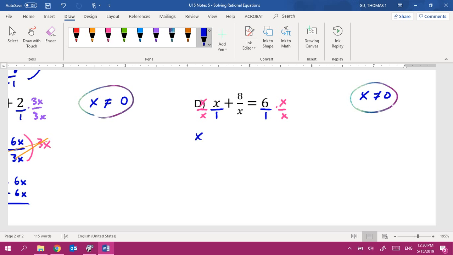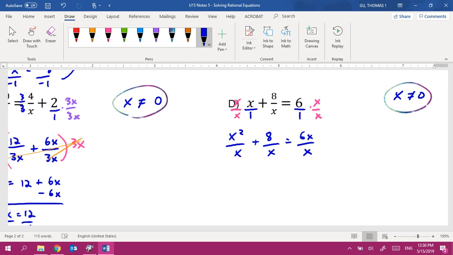What's my new equation going to say? X squared plus 8x. Right, like this: x squared over x plus 8 over x equals 6x over x. And so now, what do you think I can write on the next step? Times x.